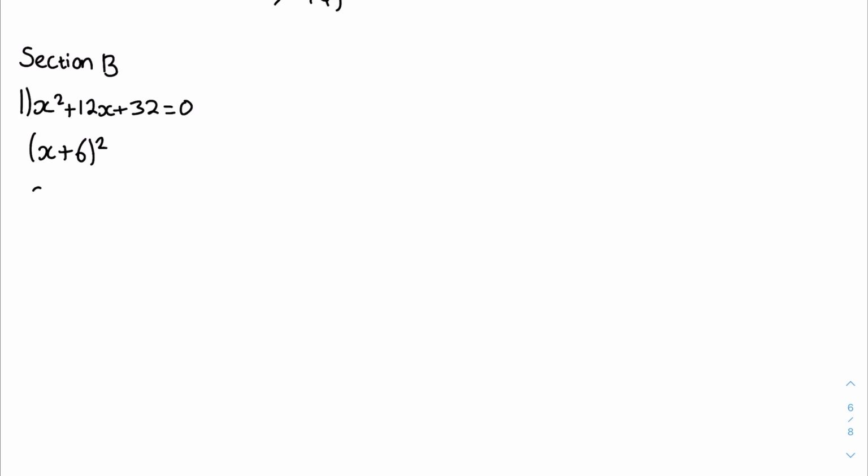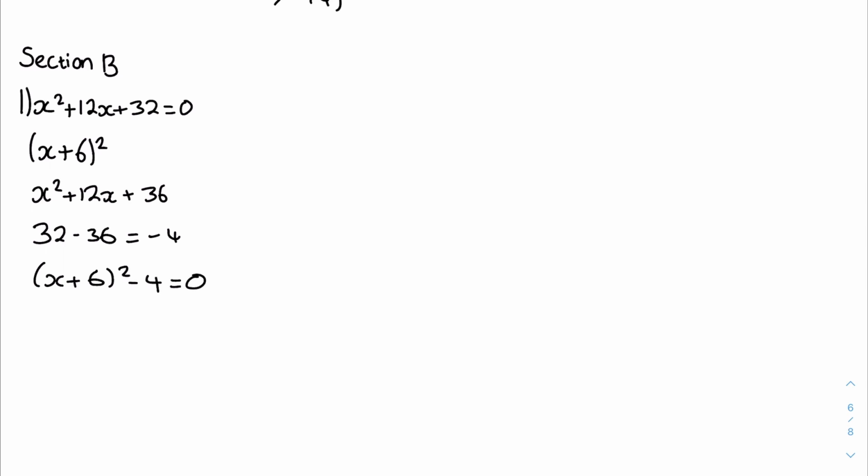We'll then expand this out. So we've then got x squared plus 12x plus 36. We're now going to be looking, how do we get from 36 back down to 32? So we'll do 32 minus 36, which gives us minus 4. So we need to subtract 4 from 36 to get back to 32. So our answer for our completed square here will be x plus 6 squared minus 4.